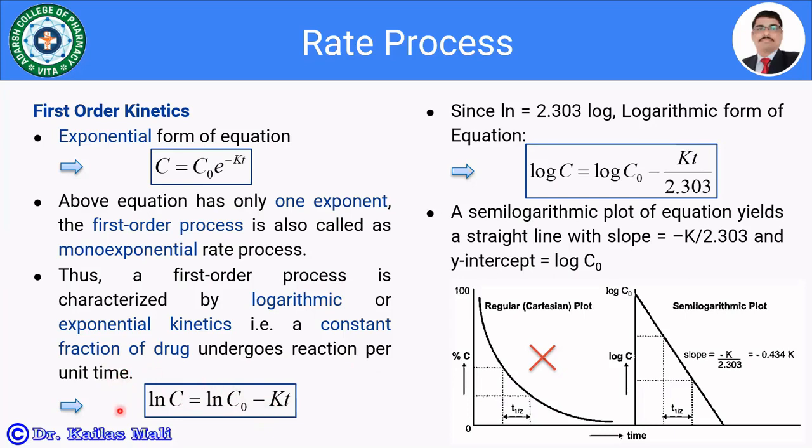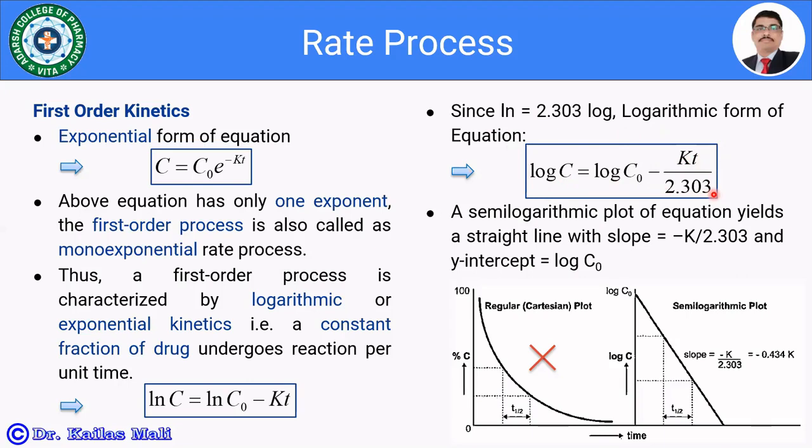Now convert this equation into the logarithmic form. As we know, the natural log is equal to 2.303 log. So we will get the equation as log of C is equal to log of C0 minus kt divided by 2.303, and this is the final equation which is widely used to understand first order kinetics.